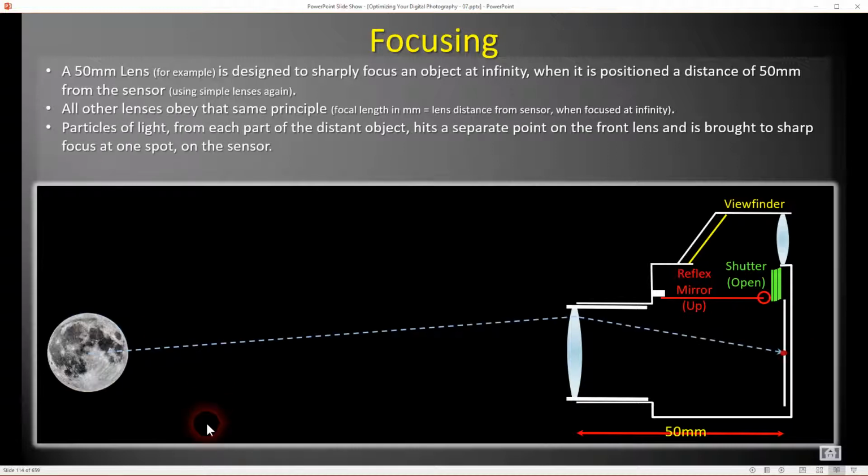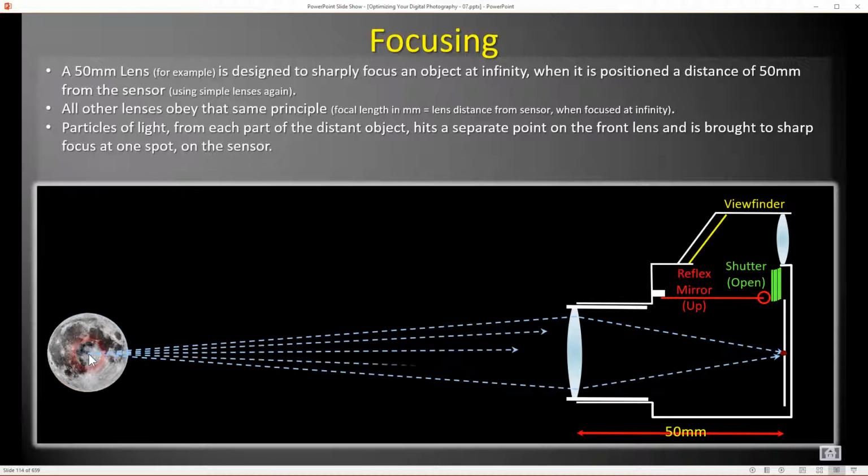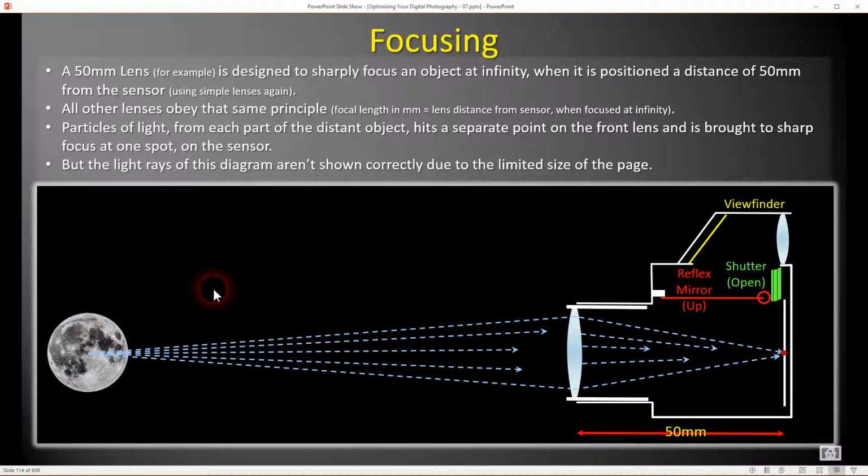So particles of light from each part of the distant scene, and again we're looking at a very, very small spot on the moon, for instance. In this instance, it's giving off light or reflecting light in all directions, and some of that is coming towards our lens. And from that one little spot, all these little rays of light then get focused onto the sensor at one little spot, and it's doing that for the entire image. But because of the scale of this illustration, we can't actually accurately depict the way these rays of light are entering the lens.